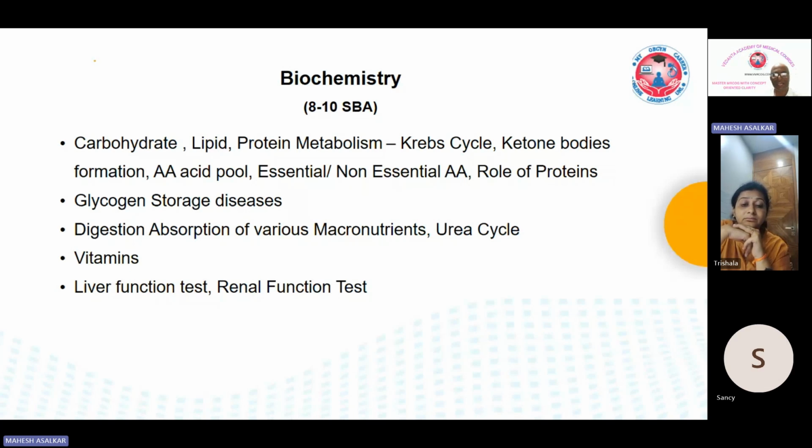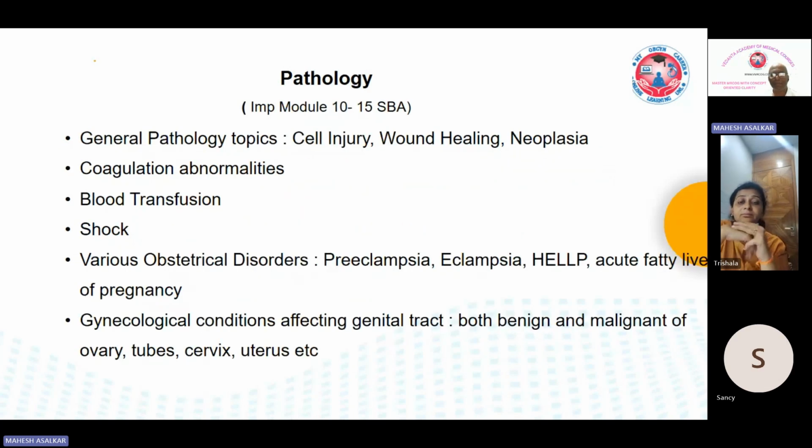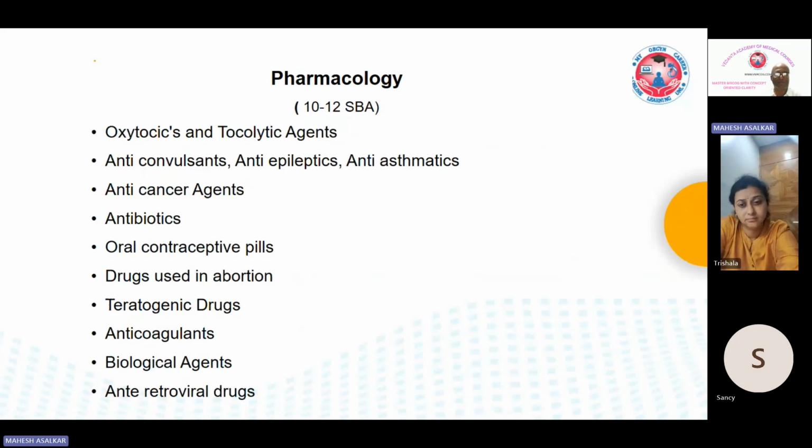These are frequently asked topics from biochemistry. Then pathology: they are asking about cell injury, wound healing, neoplasia, coagulation abnormalities, blood transfusion, shock, various obstetrical disorders like preeclampsia, eclampsia, HELLP, acute fatty liver of pregnancy, and gynecological conditions affecting the genital tract, both benign and malignant diseases of the tubes, ovaries, cervix, etc.